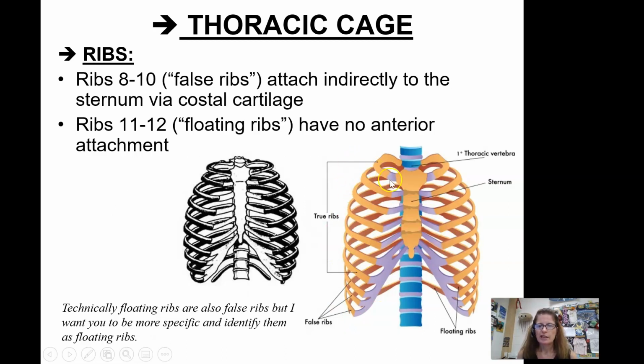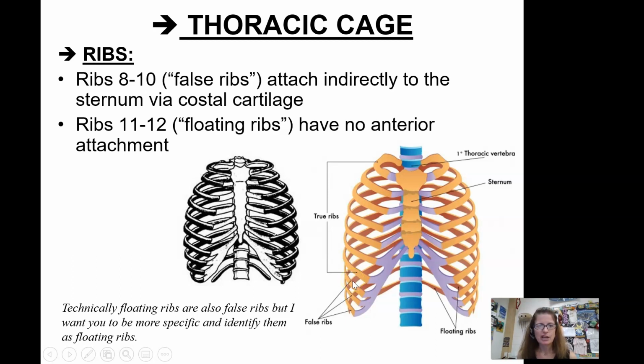So when you're looking at pairs 1 through 7, so here's 1, 2, 3, 4, 5, 6, 7. Notice these bones have their own cartilage. It's like I have a bone, I have cartilage, and I'm attached to the breastbone here. So the first 7 are considered true ribs. Everybody else is technically a false rib.